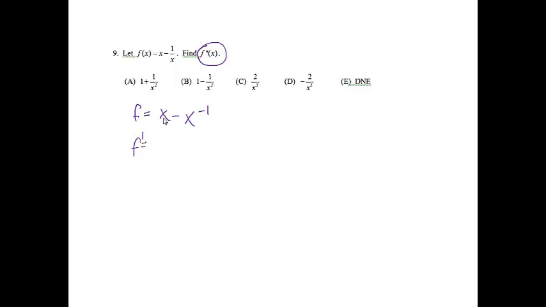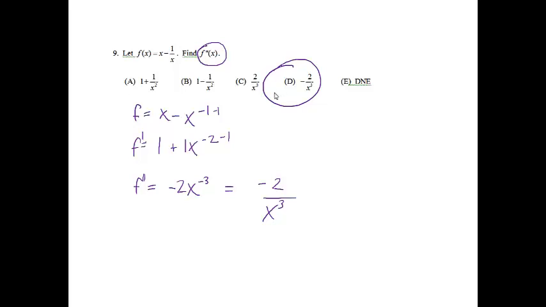Okay, so my first derivative, the derivative of x is 1. And then in the second one, we'll bring the negative 1 out front to make it plus 1x to the, if I subtract 1 from the power, I'll get negative 2. So that was the first derivative. Now let's take the second derivative. The derivative of 1 is 0. And then the derivative of this one, bump my negative 2 out front. And then x, subtract 1 from my power, I get negative 3. And then if I just rewrite that, it'll be negative 2 over x cubed, which is choice D.